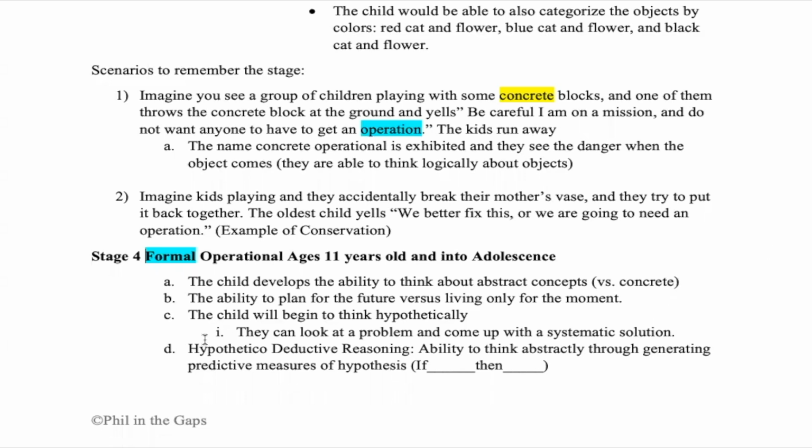So key emphasis on hypothesis or hypothetical, because if you think of a hypothetical situation, it's something that potentially could happen, or you have an idea that if we do something, that this result could occur. And then deductive, so think of you deducting the negative possibilities within your situation. So hypothetical deductive reasoning is where I'm going to hypothetically think about situations, deduct the possibilities that I do not want, and then come up with a more logical solution. So it's the ability to think abstractly through generating predictive measures of a hypothesis.